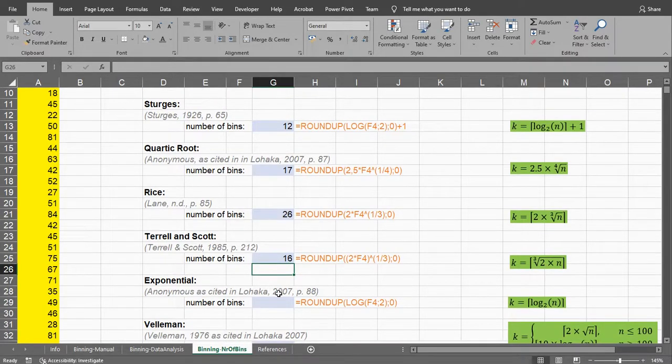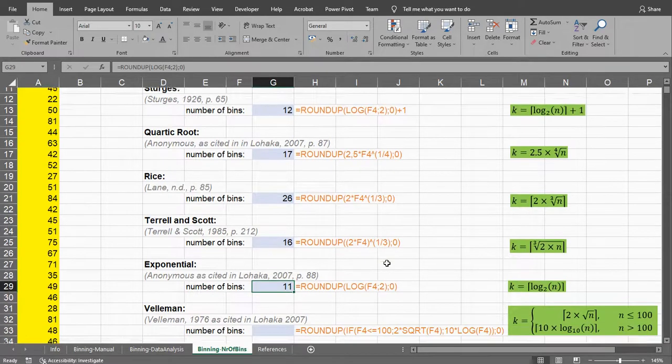All right. The exponential is also cited in Lohaka, which is very similar to our Sturges, but doesn't have the plus 1, so we could actually just do Sturges minus 1. But alright, let's do the whole thing, round up, and then we say log of F4, base is 2, and we don't want to see any decimals. So indeed that's 11, as predicted, 12 minus 1 equals 11.